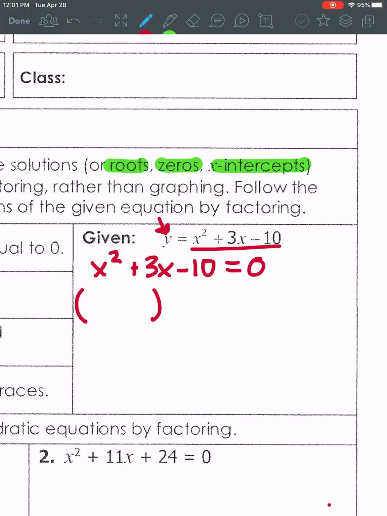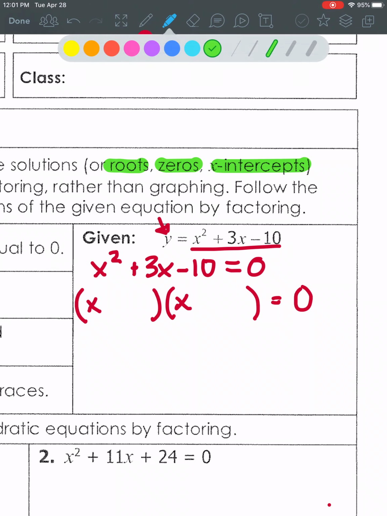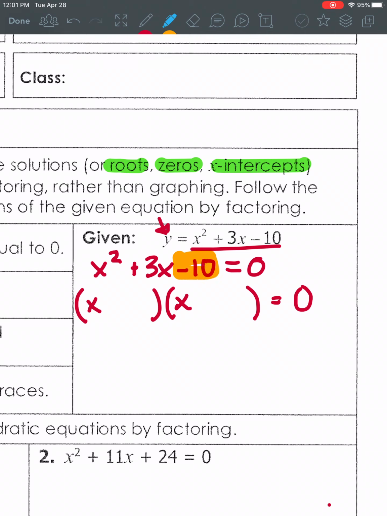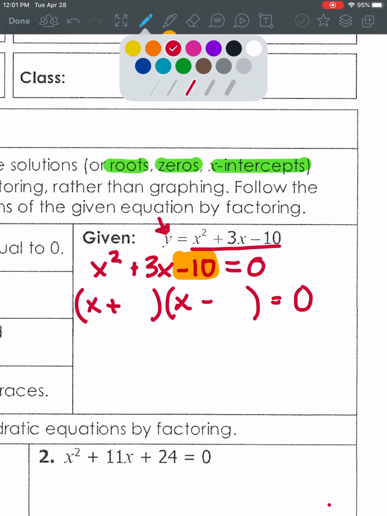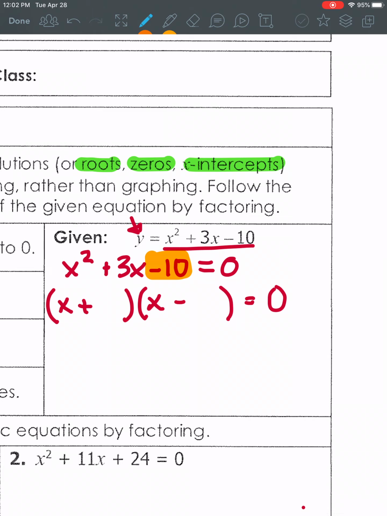So remember, Miss H taught you how to factor. I personally set up my 2 binomials based on the c value. So the c value is -10, so I know that one of these has to be plus, one of them has to be minus. That way we can multiply the last terms to get a negative. Okay, remember we want to then figure out, well, what multiplies to -10 and adds to +3.